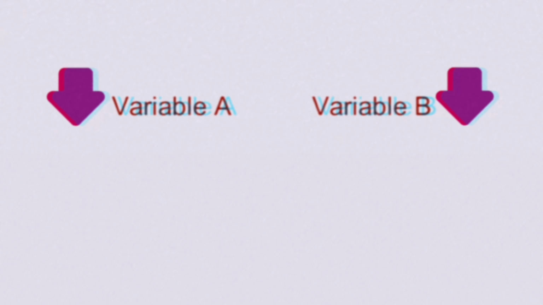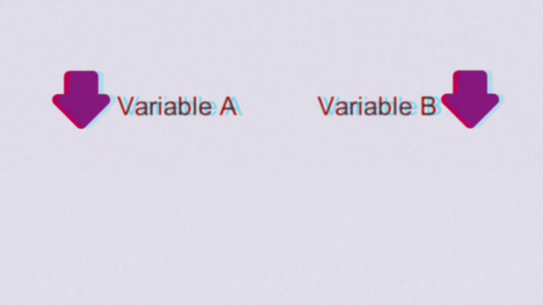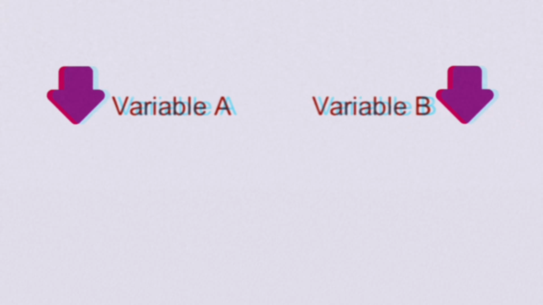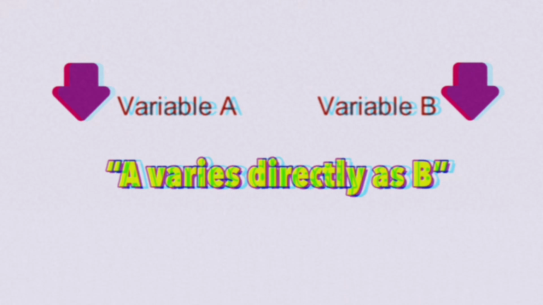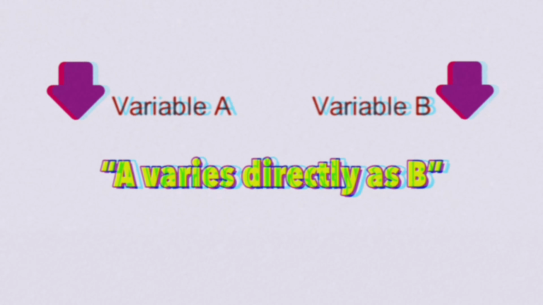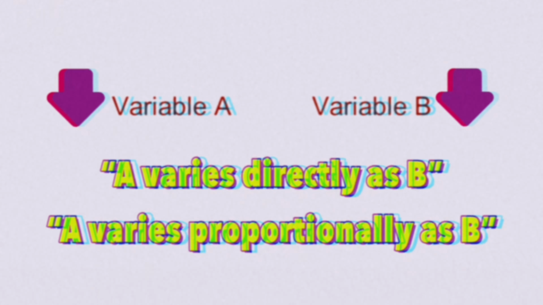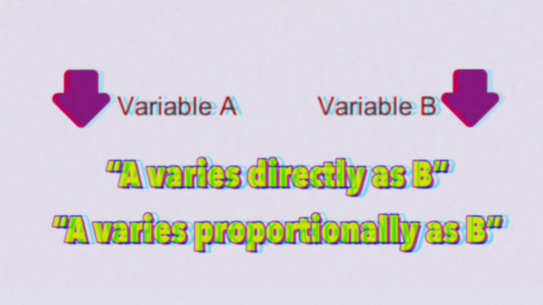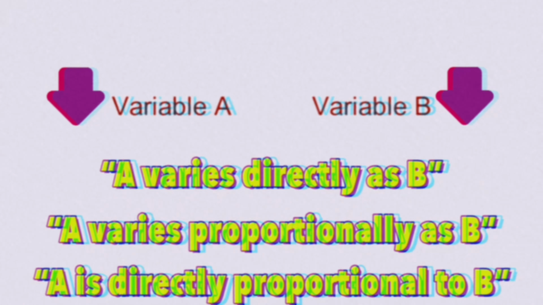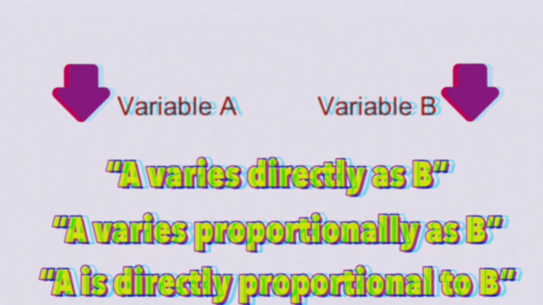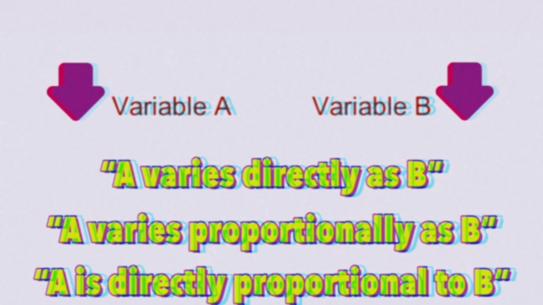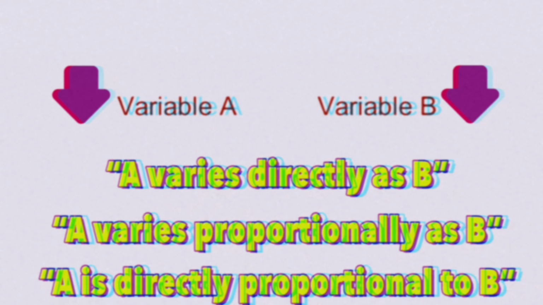So whenever we see this type of relationship where both variables increase or decrease, we can say that A varies directly as B, or we can also state this as A varies proportionally as B, or A is directly proportional to B. Now let's take a look at some real-life examples of direct variation.